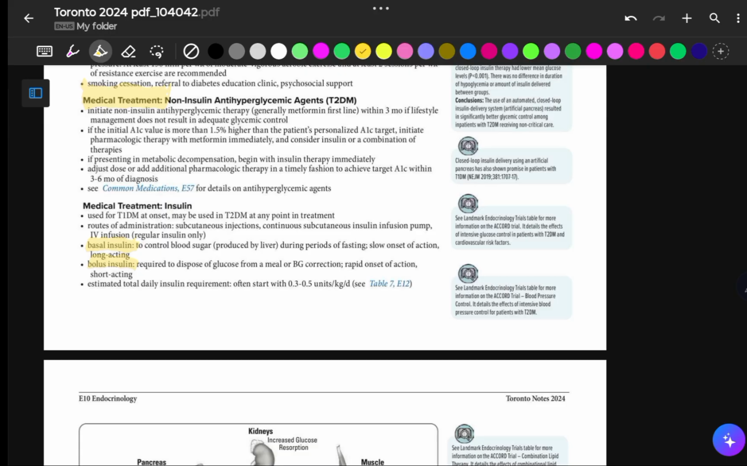So bolus is quick. Bolus insulin is actually required to dispose of glucose from a meal, and for blood glucose correction. So it's quick. Then your basal insulin is slow acting. Yes, slow onset, but then long acting.